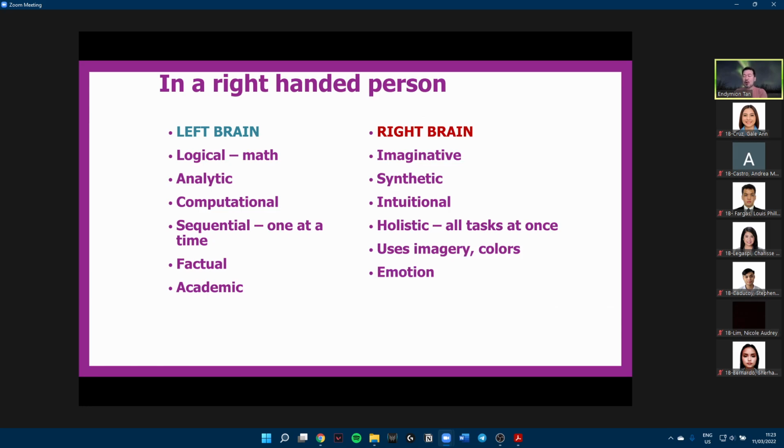So sige nga, Nicole, you try to ask me a question, yung kung anong color ni ganyan or whatever. So I'll tell you the difference between the right and the left brain dominant.